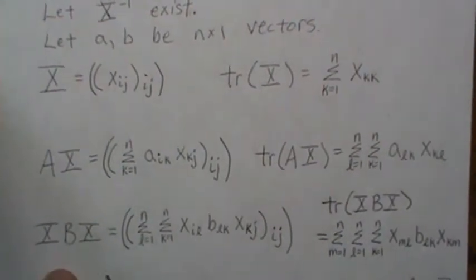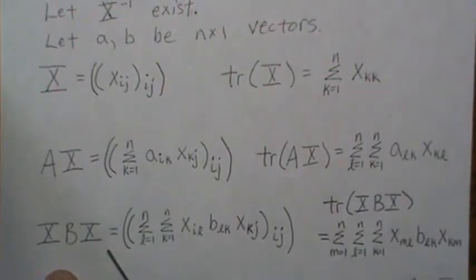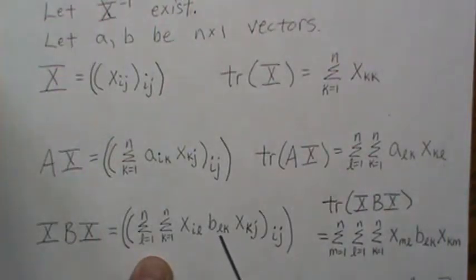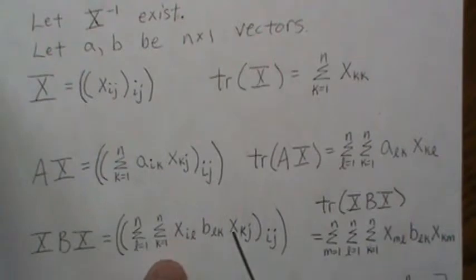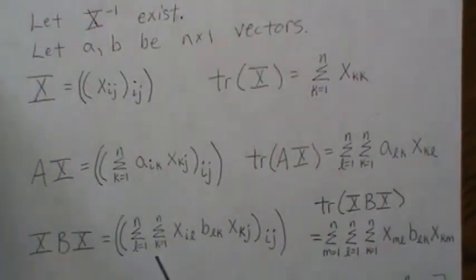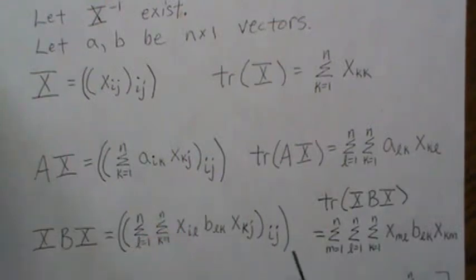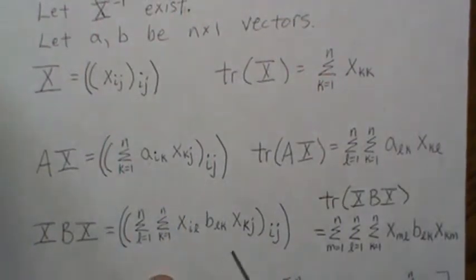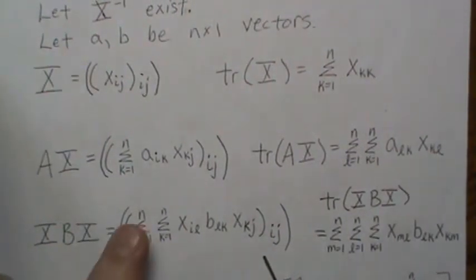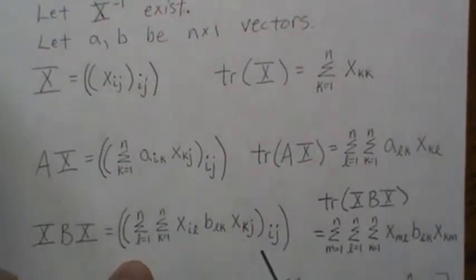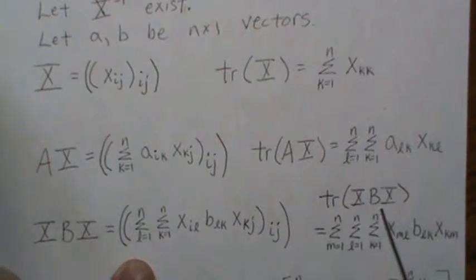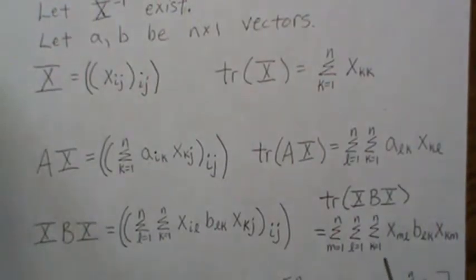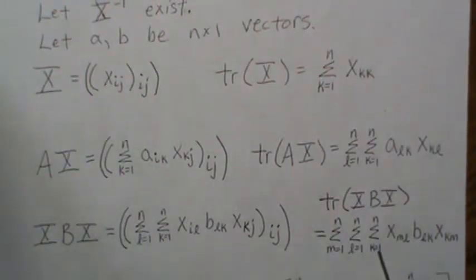So this one is XBX. The three matrices can be represented like this, X, B, and X, where X is an element from here, and B is an element from here, and this double sum represents the ijth element of this matrix. Again, for the trace of this, we're going down the diagonal, so i and j are equal, so we have to introduce a new index called m. The trace of XBX is a sum over m, l, and k, and this is the typical representation of it.